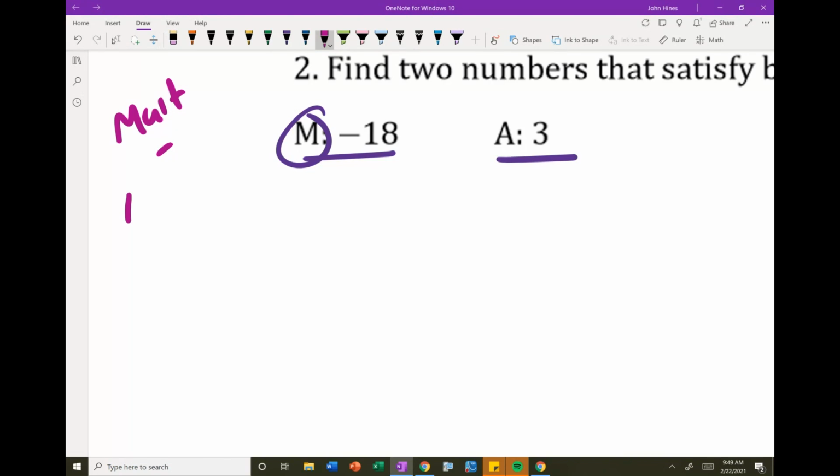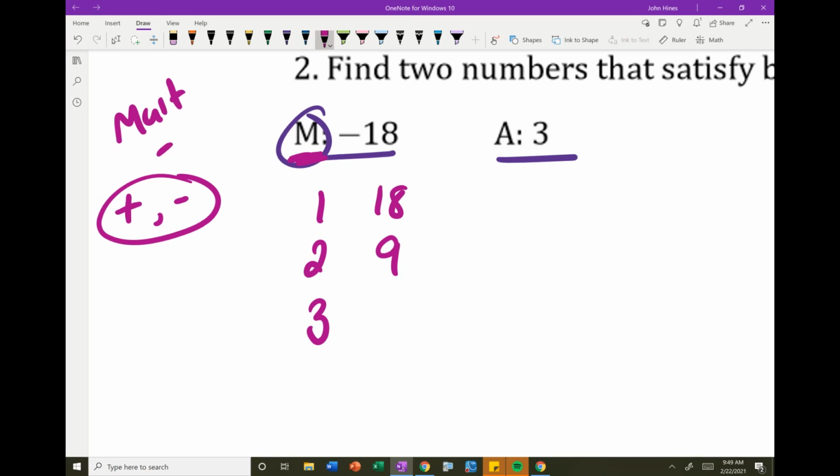So that tells me the only way to get a negative number is if one factor is positive and the other factor has to be negative. So when I think about this, I need to realize one of them is positive and one of them is negative. So what multiplies to 18? 1 and 18. 2 times 9. 3 times 6. But remember, one of these is positive, one of them is negative, and I need to somehow add to 3. So what gets me to 3 here?